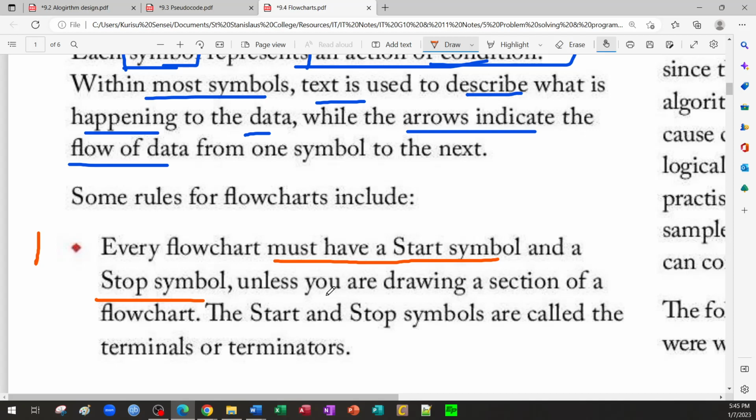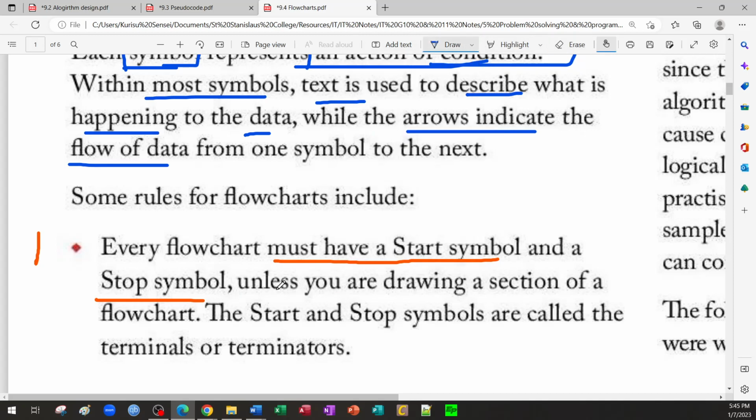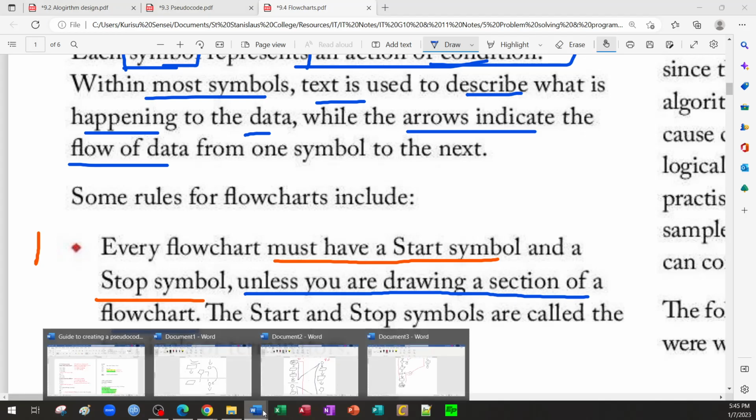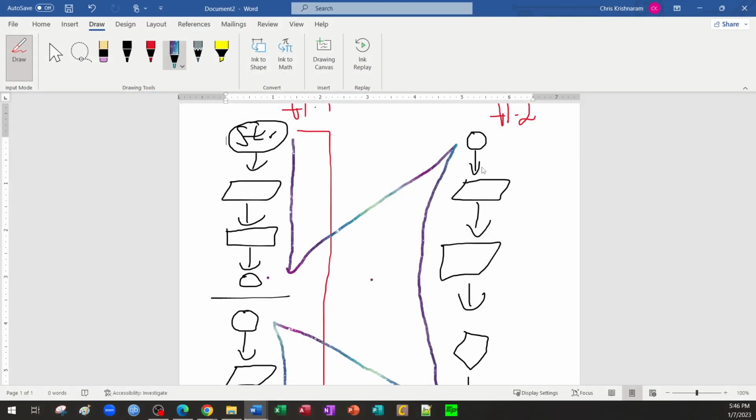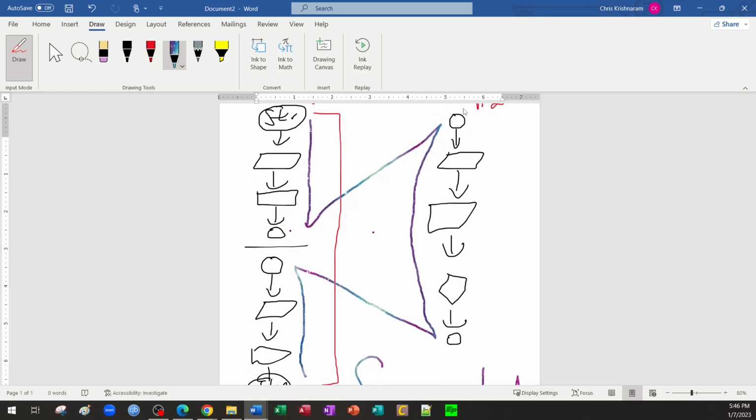In your pseudocode, you must have a title and you must have the keyword end. Similarly, you must have that start and stop symbol, unless you are drawing a section of a flowchart. So that's this example here. Notice the one on the right hand, this is a section of a flowchart.